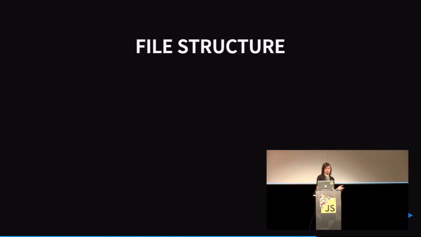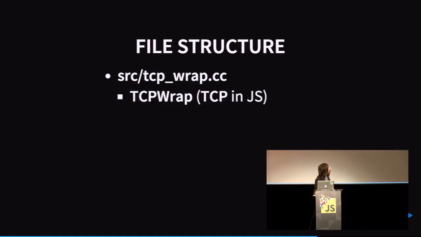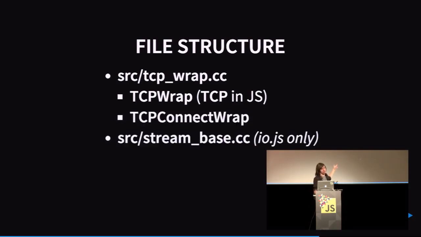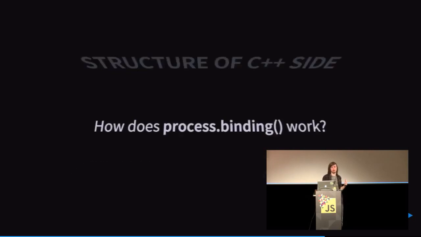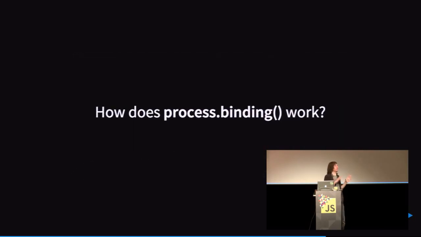The file structure now looks like this. src/tcp_rep.cc has TCP rep, TCP connect rep, and stream-based in io.js, and now it will be in Node.js too eventually, has a write rep and shutdown rep, and it's structured in the following way. But to figure out how it's structured in C++, we need to go from the point where JavaScript starts to interact with C++, and it starts to interact from process.binding. So how do these C++ files tell JavaScript that they have some bindings to provide?